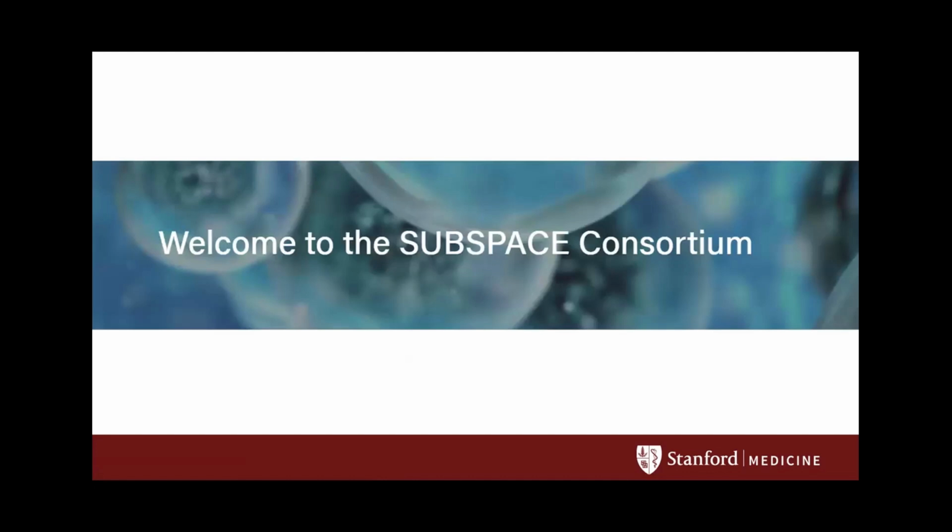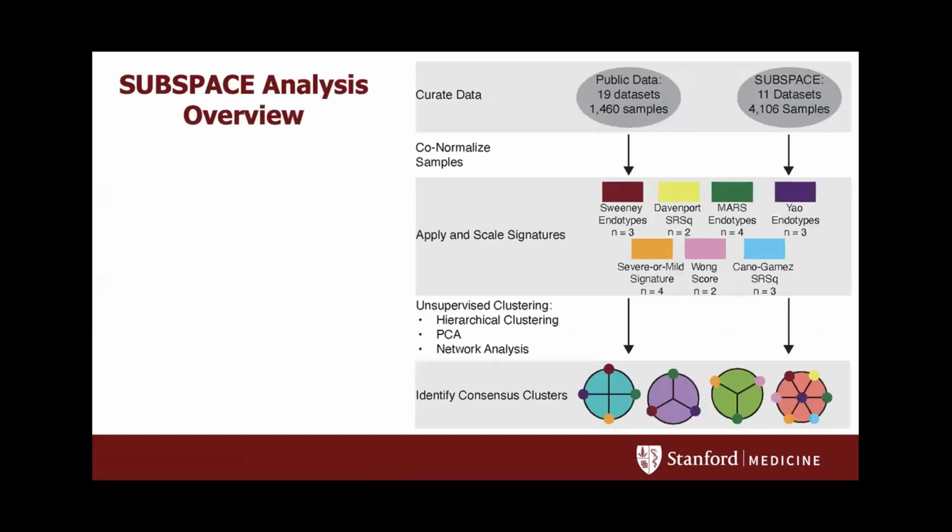So the Subspace Consortium is an international group of sepsis investigators who agreed to share transcriptomic data with the goal to advance our understanding of sepsis biology and accelerate these translational findings to the clinic. And so here's an overview of the analysis plan. As you can see, our analyses were performed in parallel across 1,500 public samples and about 4,000 subspace samples.